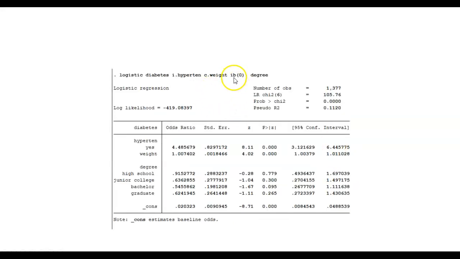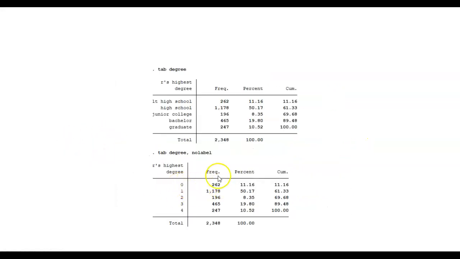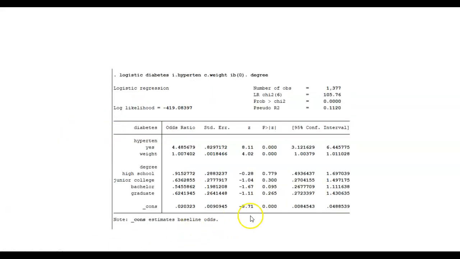Now, notice here I put ib0 next to my degree because I wanted to make our 0 category our reference category. So now in this case, all of these other variables are being compared to less than a high school degree. Now in this case, there's no significant differences between any of these variables and having diabetes. So the reference category right here, less than high school degree, these people are no less likely to have diabetes. Although this one gets a little bit close, gets slightly close.